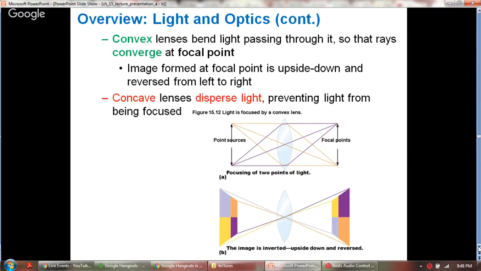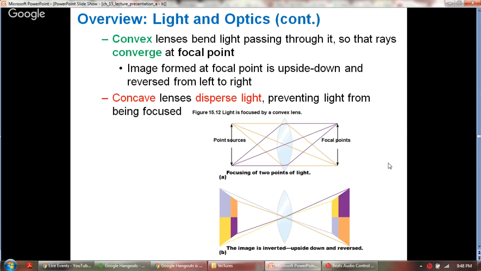So here in the convex lenses, it bends the light passing through and the rays converge at a focal point. So here, this is a convex lens, and the rays would converge into focal points. For instance, this ray and this ray, like that. So the image which is formed at the focal point is upside down and reversed from left to right.